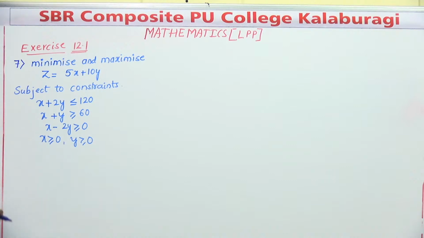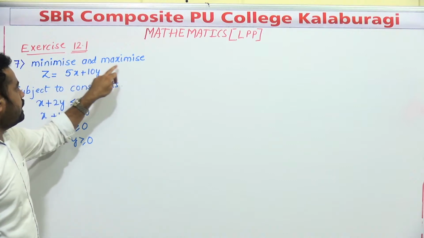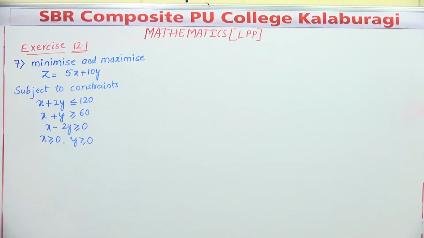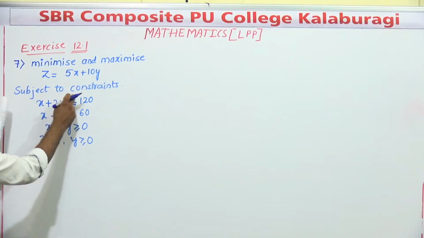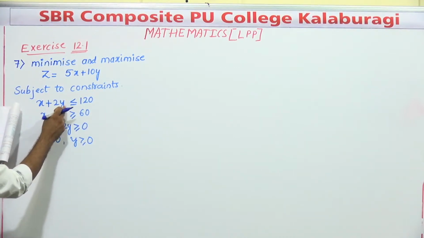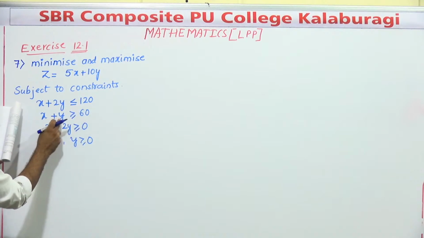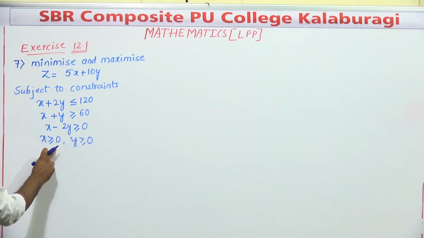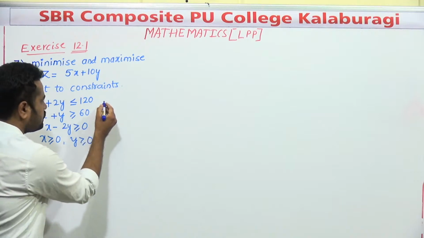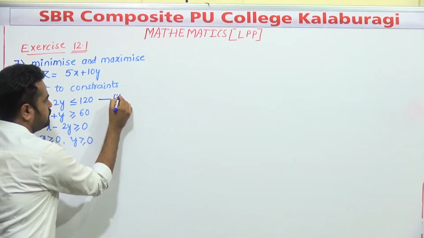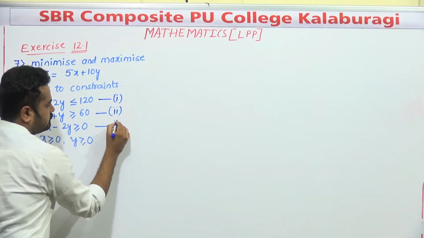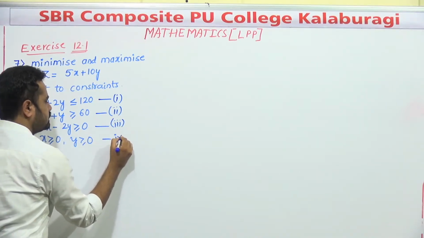Seventh example. Here the seventh example is minimize and maximize z equal to 5x plus 10y, subject to the constraints x plus 2y less than or equal to 120, x plus y greater than or equal to 60, x minus 2y greater than or equal to 0, and x greater than 0, y greater than 0. These are the constraints. I will call this the first constraint, this the second constraint, this the third constraint, and this our fourth constraint.